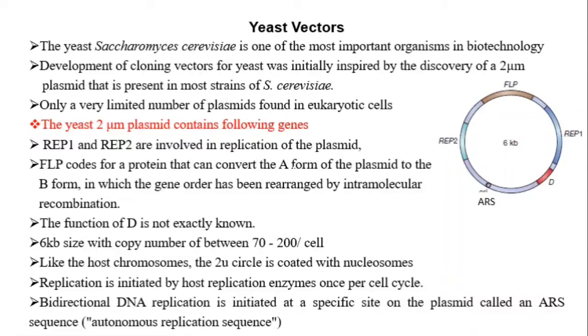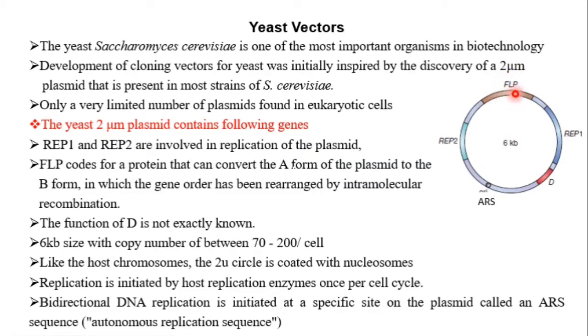In this structure of the 2-micron plasmid, the plasmid contains the REP1 and REP2 genes. The REP1 and REP2 genes are involved in the replication of the plasmid. Another gene codes for a protein known as FLP.